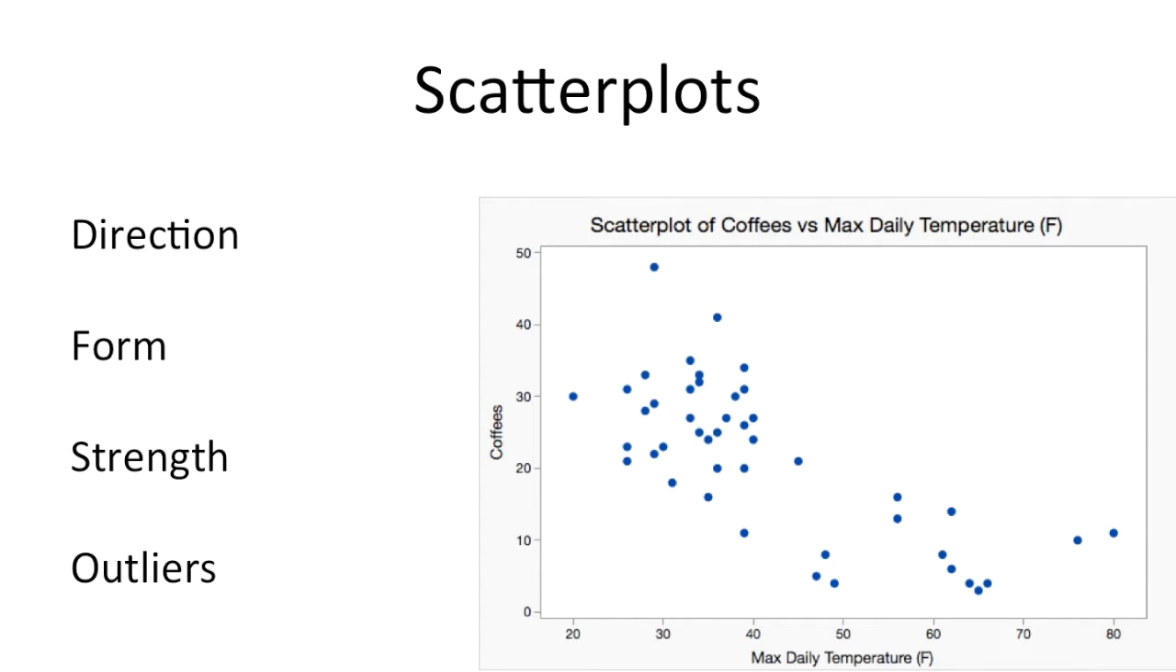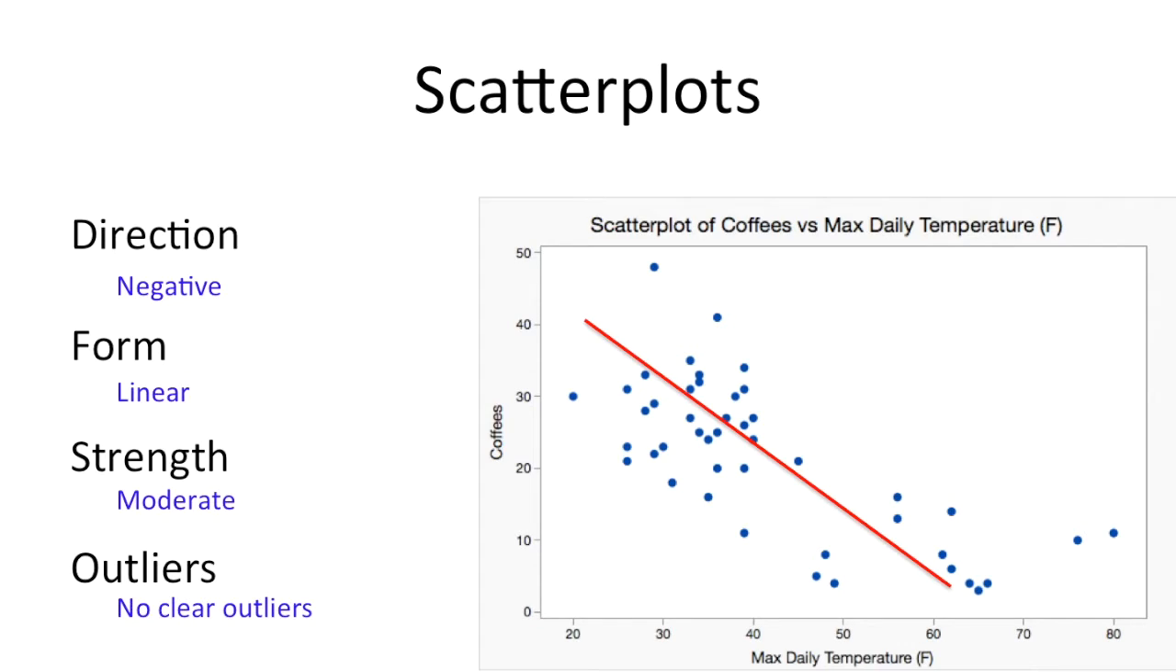Here we have a scatter plot showing maximum daily temperature and the number of cups of coffee sold at a student-run cafe. The direction is negative, so as the maximum daily temperature increases, so as it gets warmer outside, the number of coffee sold decreases. The form is linear, the strength is moderate, and there are no clear outliers.